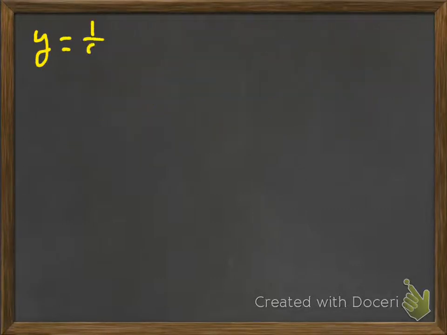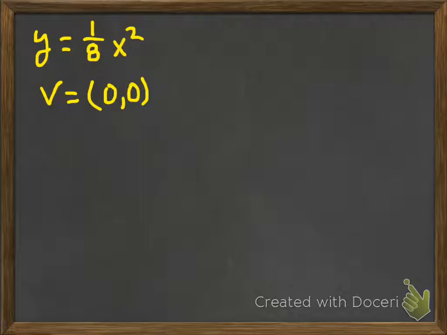Okay, so we're going to do it first from an equation. y is equal to 1/8 x squared. The vertex has to be at 0, 0 because there's nothing inside the x. There's actually a different formula we'll use when we have moved the vertex off 0, 0, and you'll see that in a minute. So the vertex is at 0, 0.